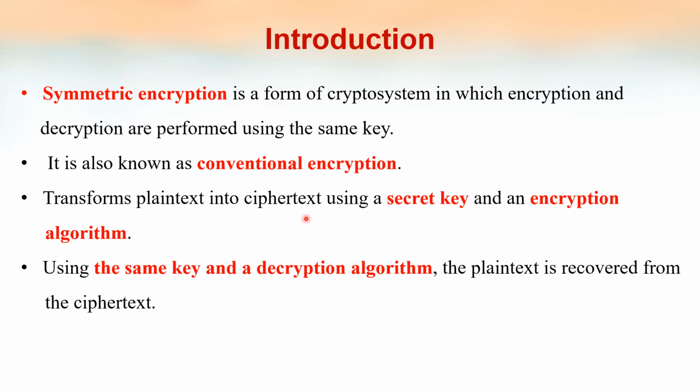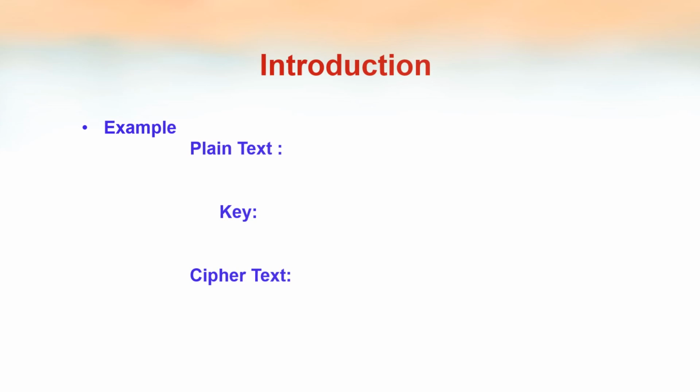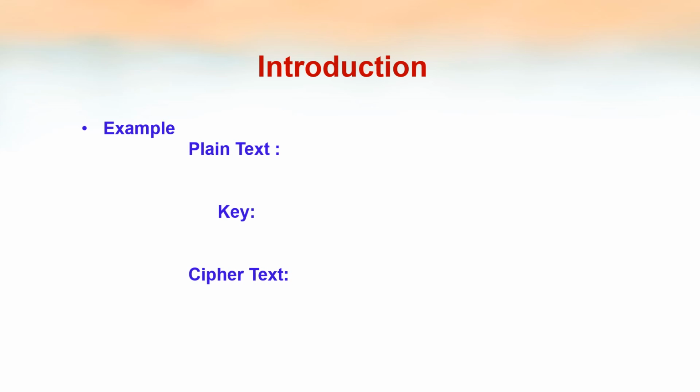It transforms plain text into ciphertext using a secret key and encryption algorithm. The same key is used for decryption at the receiver end. Consider an example. So my plain text is hello. I want to send this plain text to one person. And the key I am using here is 5. So I have to encrypt this message hello with the key. Then it becomes the ciphertext.